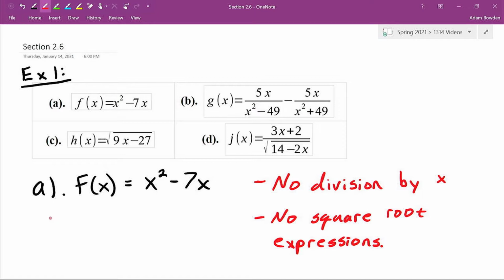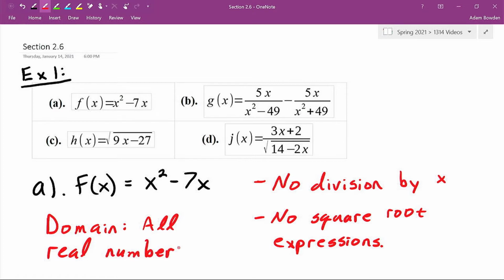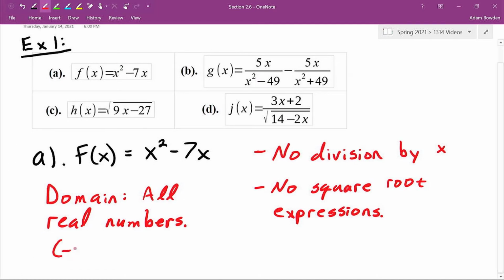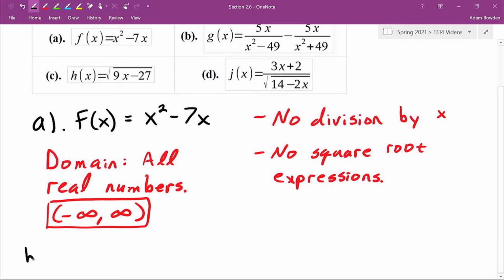So the domain of a function like this that just involves powers like 2 and multiplication and subtraction, stuff like that, would be all real numbers. And we're going to write that in interval notation as negative infinity, comma, positive infinity. So in those cases, they're a pretty straightforward type of function.